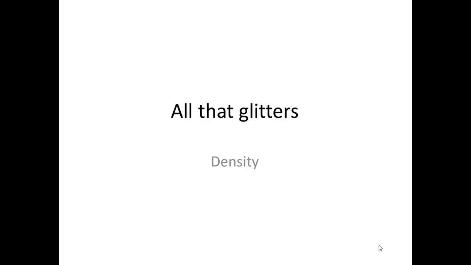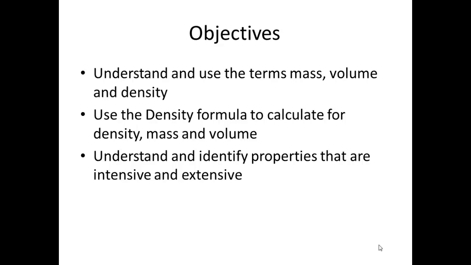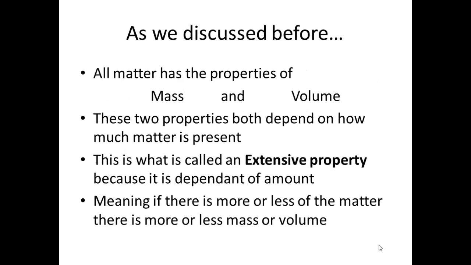And All That Glitters is an activity where we are going to discuss some properties of matter, namely density. Our objectives were to understand and use the terms mass, volume, and density. We're going to use the density formula for calculations. And we should understand and identify intensive and extensive properties. So this is a review of the first bullet.